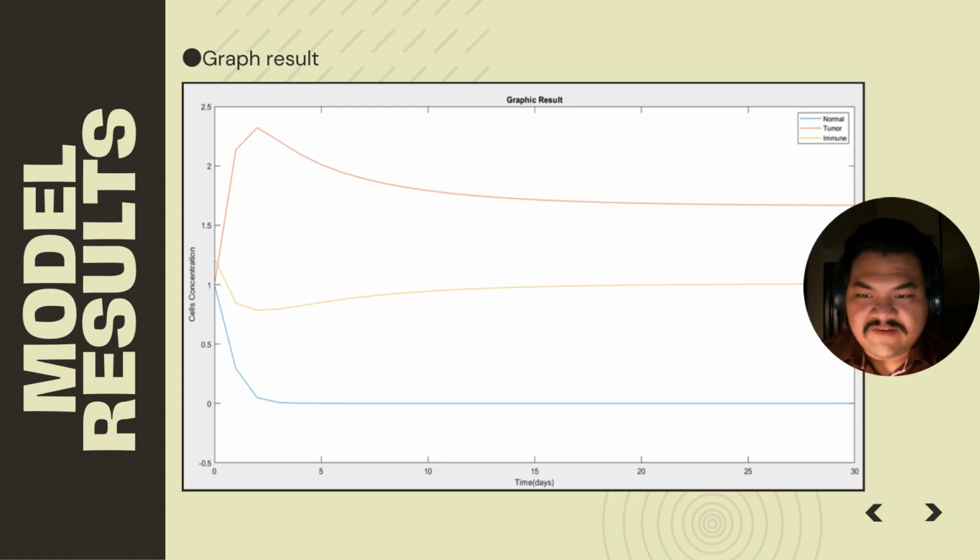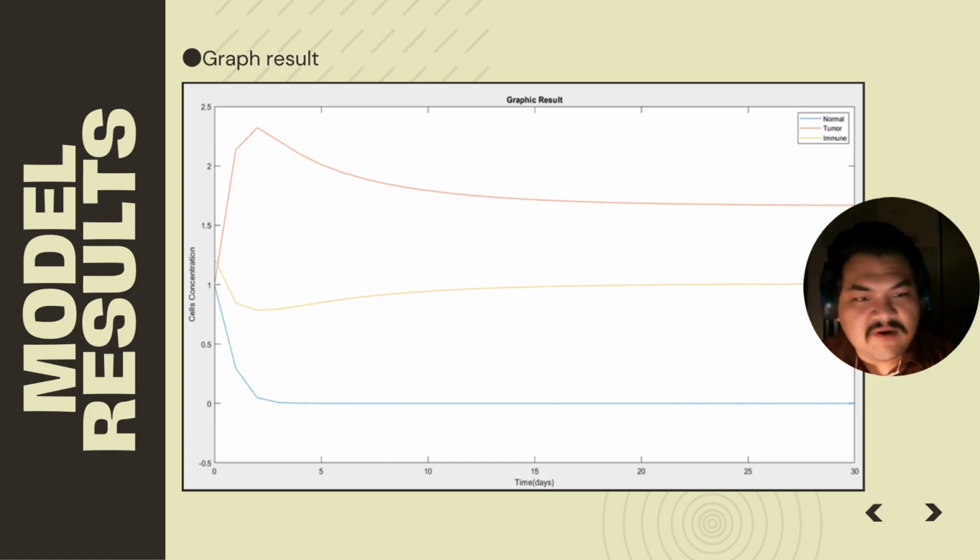And this is the graph resulting from the coding of the two files. So as you can see, we have the x-axis for the time, which is in days, and the y-axis for the cell concentration. And so we focus first on the normal cell line, which is the blue line. The cell growth from the first day starts and then it slowly decreases until it reaches a steady state.